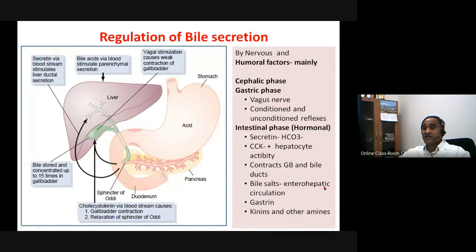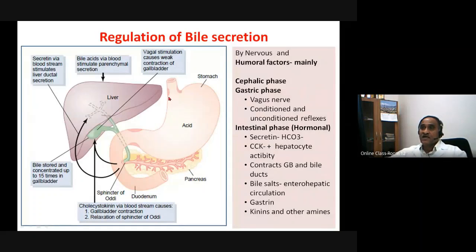Now bile salts, in the intestinal phase, stimulate the recirculation of the bile salts, what is called enterohepatic circulation, that enhances the bile secretion. Then gastrin, because gastrin is secreted in the stomach, would stimulate the hepatocytes so that they release the bile, because this becomes a part of the gastric phase. The kinin and other amines try to empty the contents of the ducts and the gallbladder.